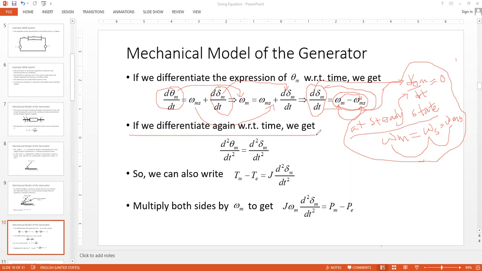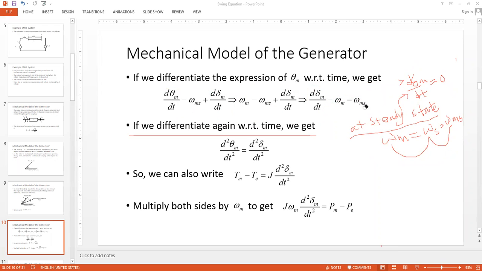Now, if we differentiate again with respect to time, we can have a very clear relationship. A direct relationship can be established between theta m and delta m through their double derivative. If I calculate another derivative of this with respect to time, you get d squared theta m over dt squared, and you simply take this portion over here. Take another time derivative of this. So what do you get?